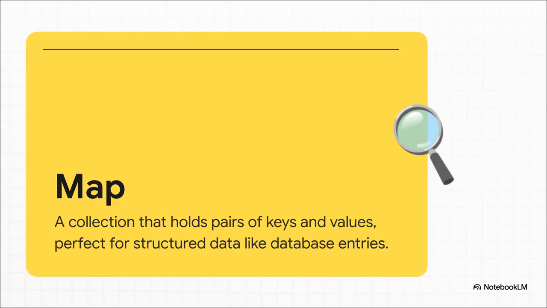All right, the other workhorse collection is called a map. Think of it just like a dictionary. You have a unique key, which is like a word, and then you have its associated value, which is like the definition. This is perfect for when your data has structure, like pulling information from a database, where you can make the column name the key and the cell data the value.